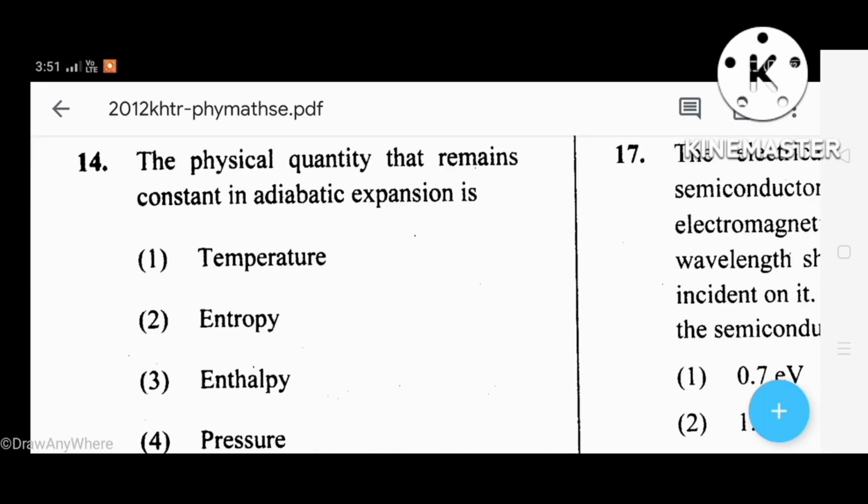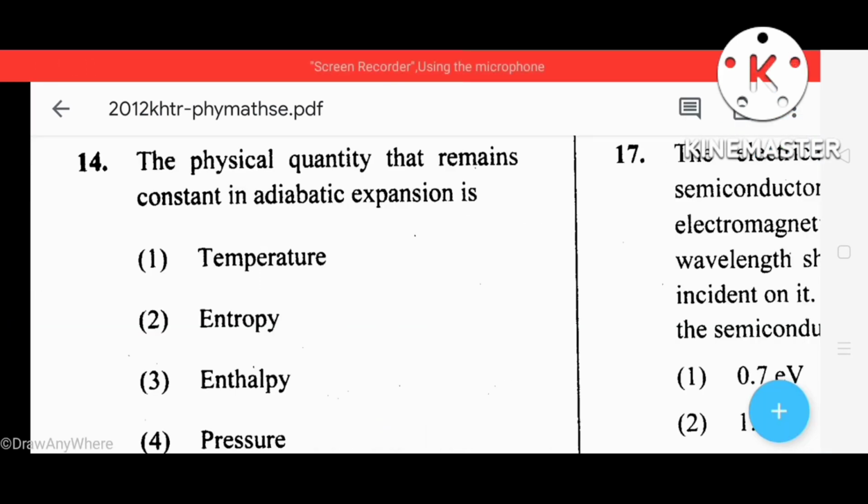The physical quantity that remains constant in adiabatic expansion is, adiabatic process means neither the heat from the system is transferred to the surroundings nor the heat from the surroundings can enter into the system. That is, the temperature of the system remains constant in case of the adiabatic expansion. So option number 1 will be the correct one here.